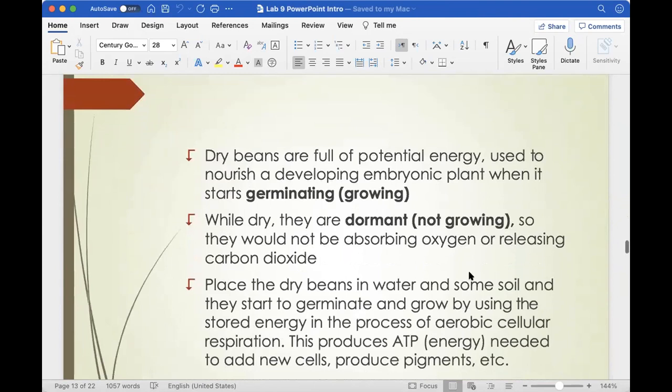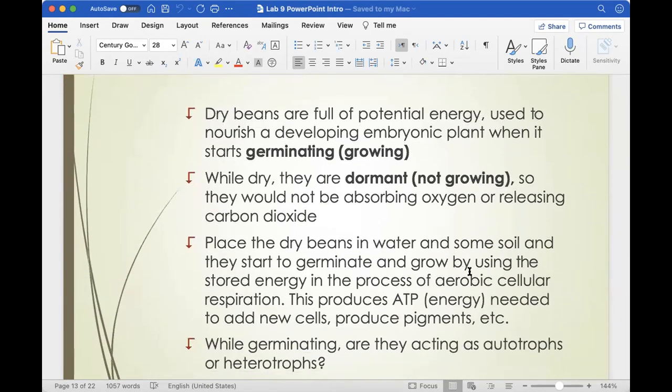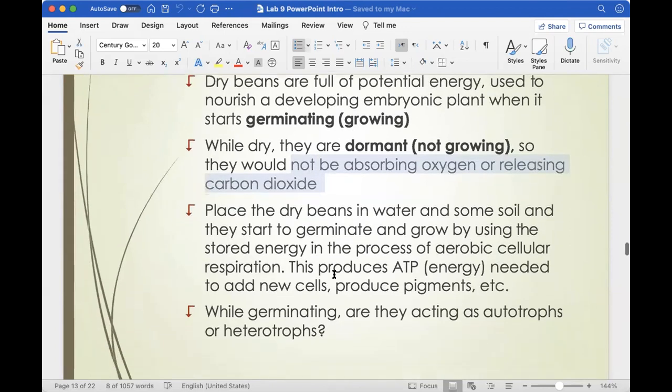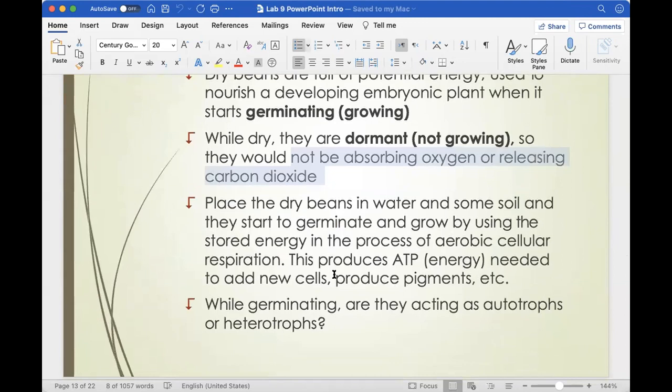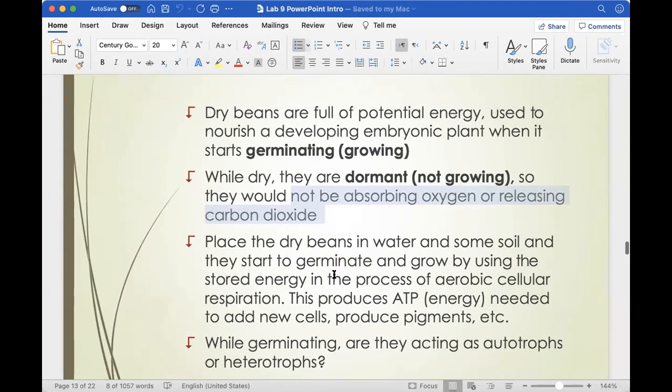Dry beans are full of potential energy used to nourish a developing embryonic plant when it starts germinating or growing. While they are dry, they are dormant or not growing, so they would not be absorbing oxygen or releasing any carbon dioxide. So we'll always use a control with dry beans as a comparison of what should not be happening versus a germinating or growing bean plant.